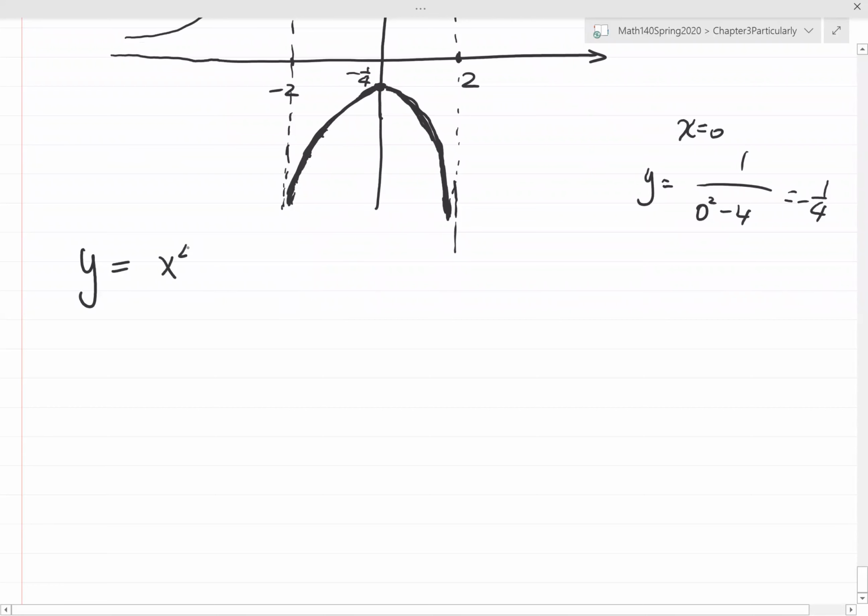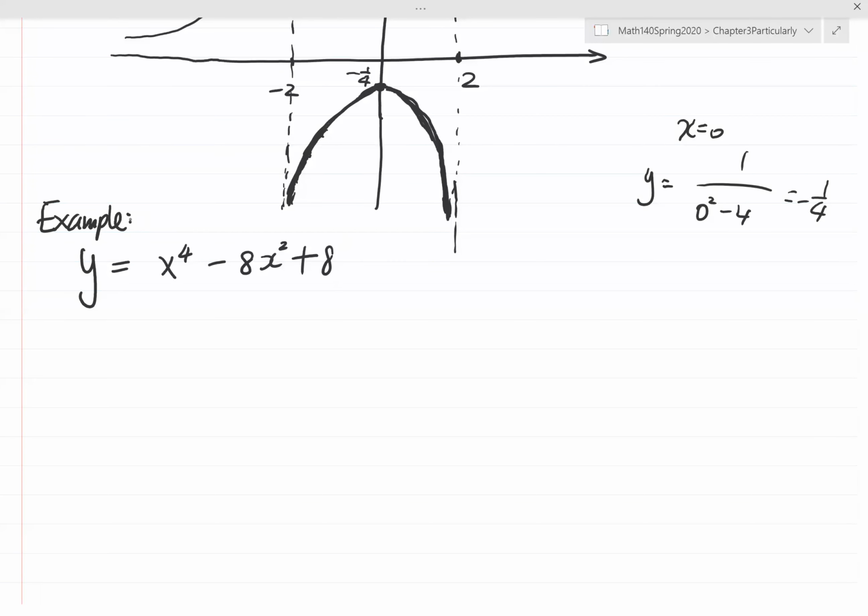Y equals x to the power 4 minus 8x squared plus 8. Let's plot this graph. First of all, check its domain. This is a new example. Here it's a polynomial, so it's defined everywhere. So its domain is all real numbers.